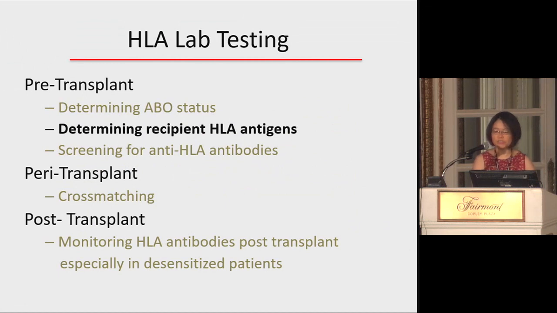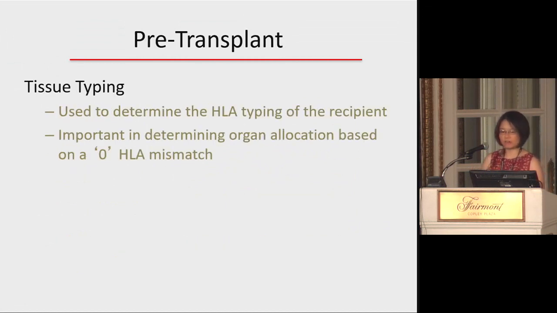So let's now move on to determining HLA antigens in our folks. And essentially, this is what the tissue typing lab first does. And it's important in determining organ allocation really on the basis of what we call a zero antigen HLA mismatch. And really these days with the kidney allocation system, we're only getting points for our pairs if there's a zero antigen mismatch. If there's a 1 antigen mismatch versus a 6 antigen mismatch, there's no extra points for whether you're a 1 mismatch or you're a 6 mismatch.